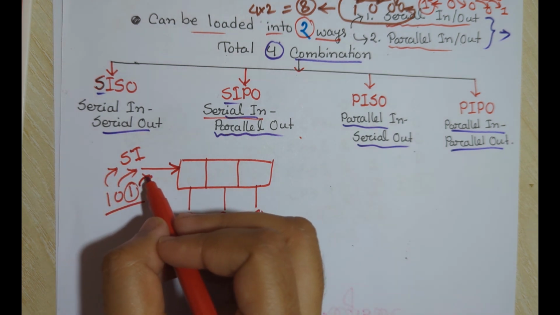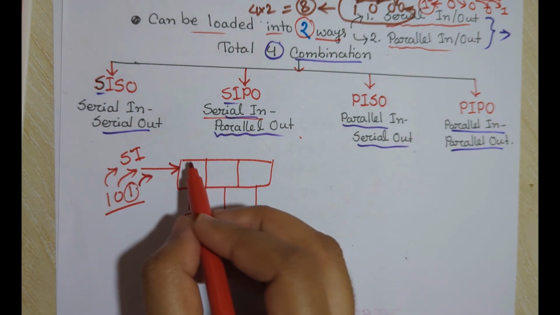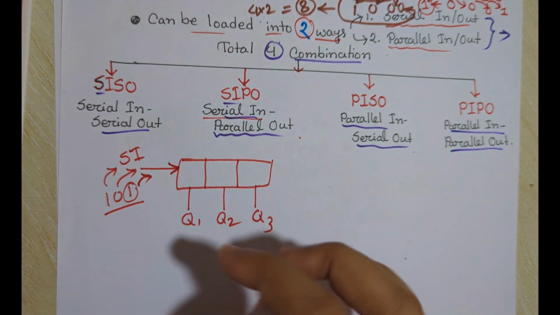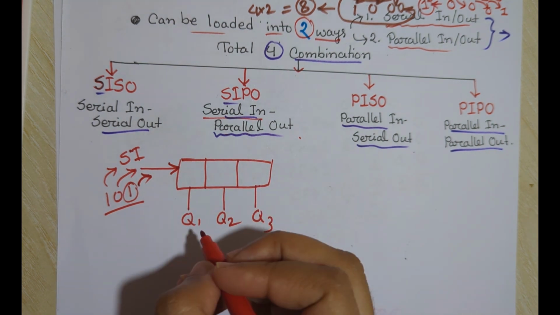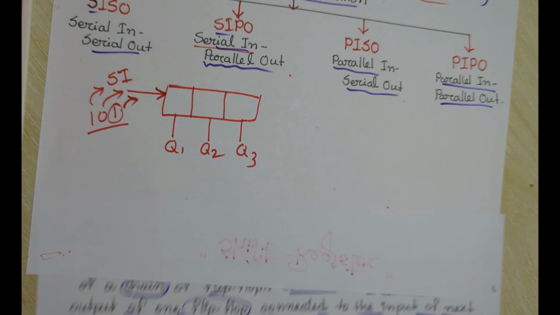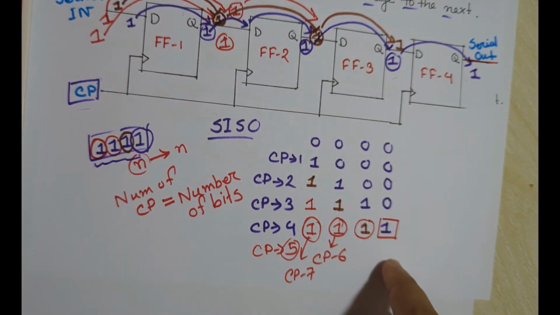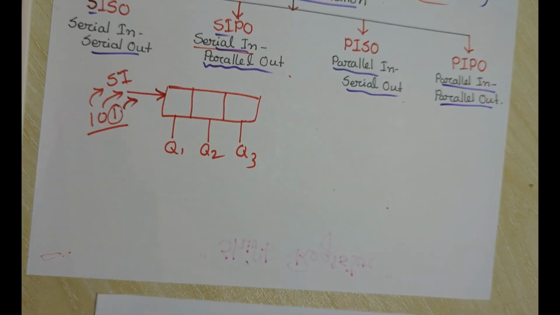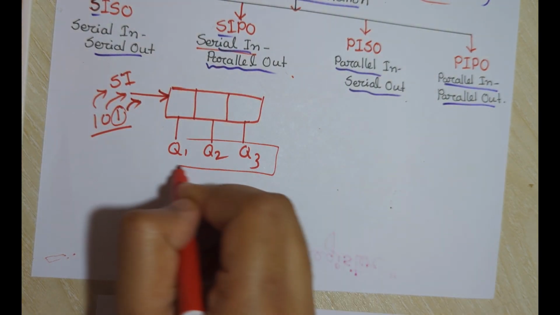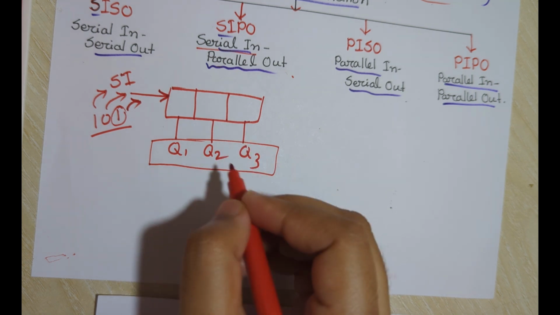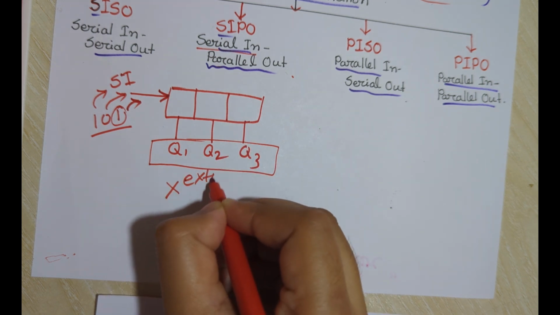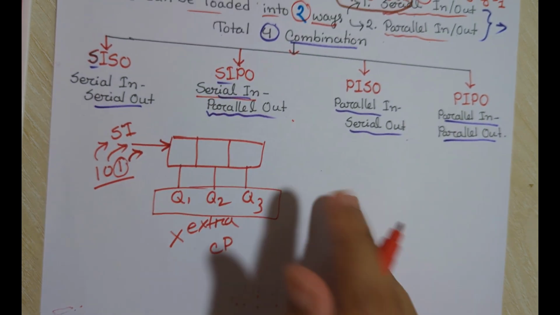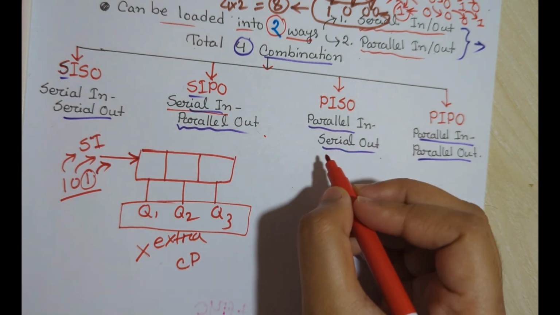At a time we will give only 1 bit, but we will get the output at a time because we have 3 output lines. But at the time of serial input and serial output, we got one single output at a time, so we need these extra 3 clock pulses. But here at a time we will get all 3 outputs, so we don't need any extra clock pulse.